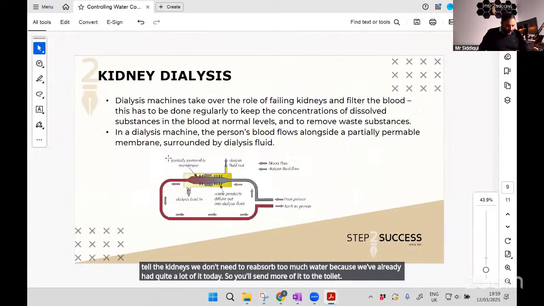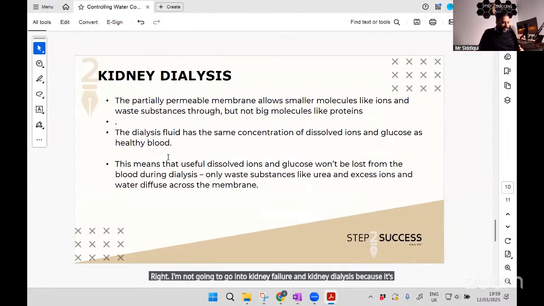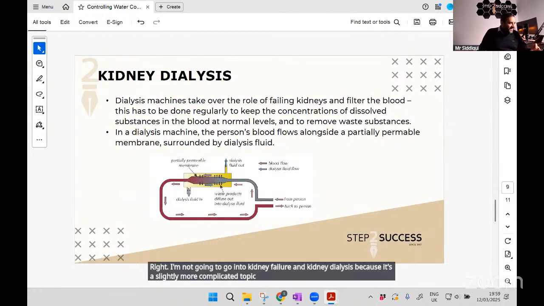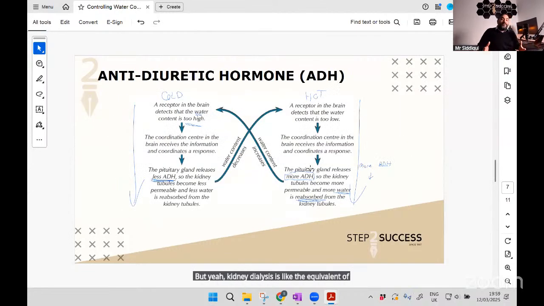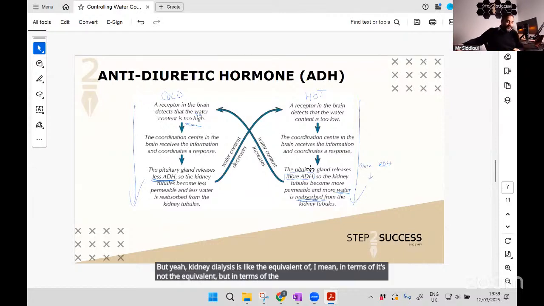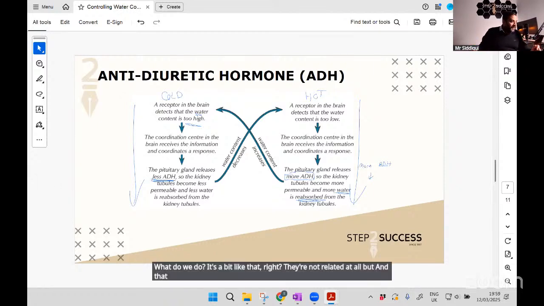Right, I'm not going to go into kidney failure and kidney dialysis because it's a slightly more complicated topic, but hopefully that just summarizes a little bit of the homeostasis. And I've already talked about some blood sugar level in that particular conversation anyway. But yeah, kidney dialysis is, in terms of the education bit of it, like the equivalent of diabetes, which is okay, now the kidneys don't work. What do we do? Similar to like the pancreas doesn't work. What do we do? It's a bit like that, right? They're not related at all, but that's one way of thinking of it.